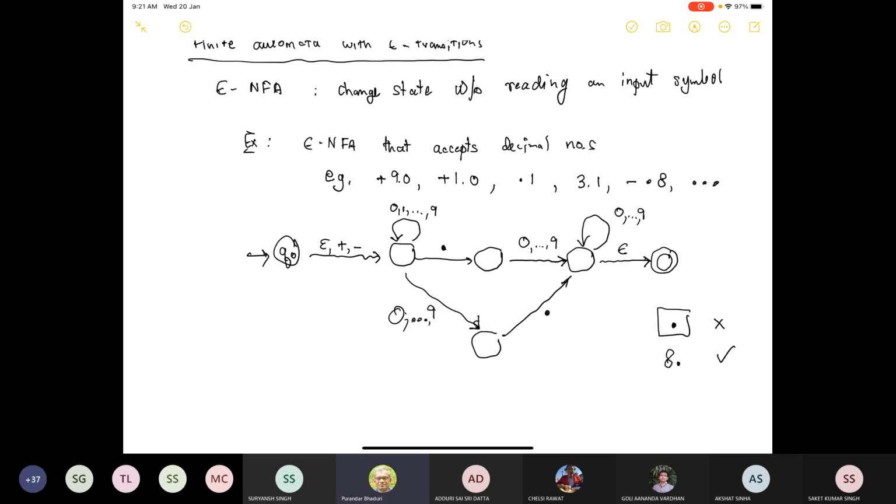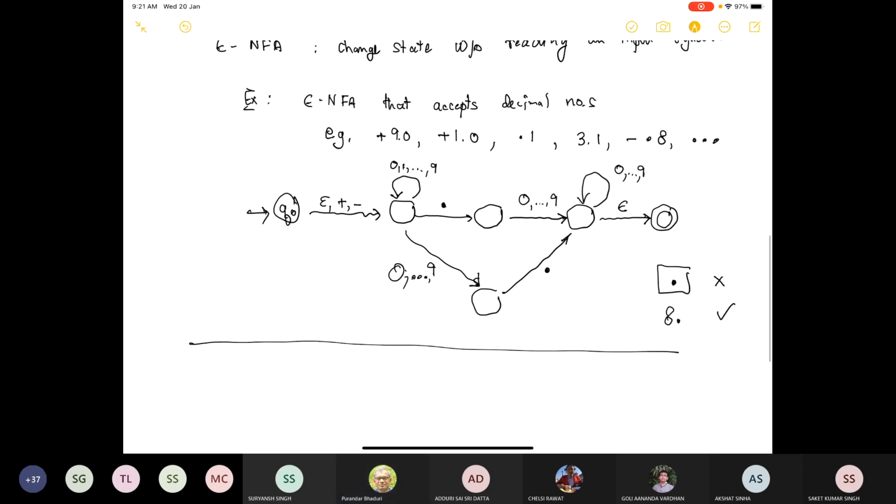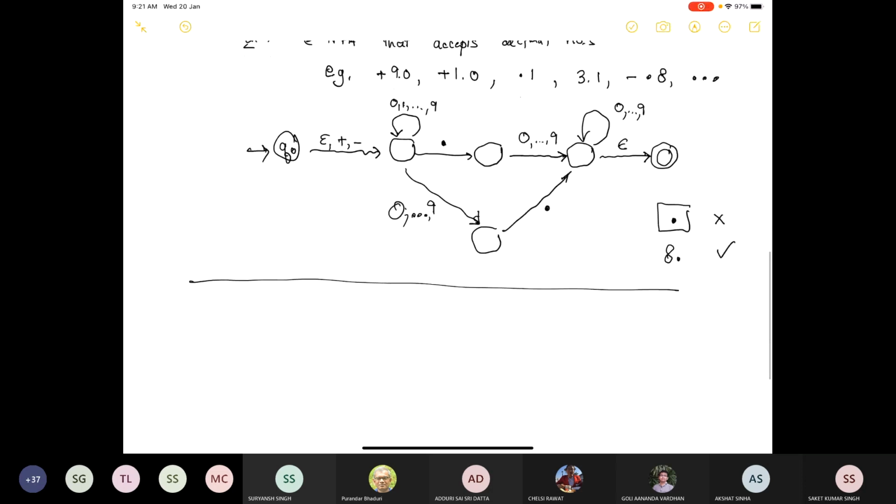In the upper branch, if you take the upper branch, then it won't allow you to accept 8 followed by dot. Okay, so that's... if you don't understand this, don't worry too much. You can think of another example.